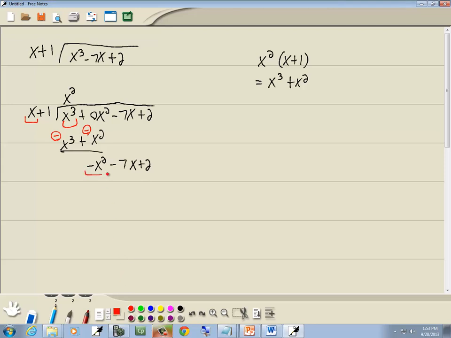Now again, we only look at the first term of each side, what to put up on top. So you ask yourself, what times x gives you negative x squared? And that'd be negative x. Again, whatever you put up on top, you multiply by what's out in front. So I'm going to take negative x times x plus 1. Negative x times x is negative x squared. Negative x times 1 is negative x.